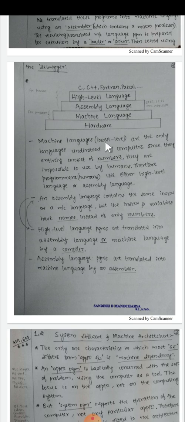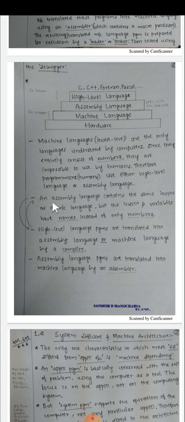So machine level languages, the lowest level, are the only languages understood by the computers, since they consist entirely of numbers or digits like zeros and ones. They are impossible for humans to use. Therefore programmers or humans use either high level language or assembly level language. Next, high level language programs are translated into assembly language or machine level language by a compiler.